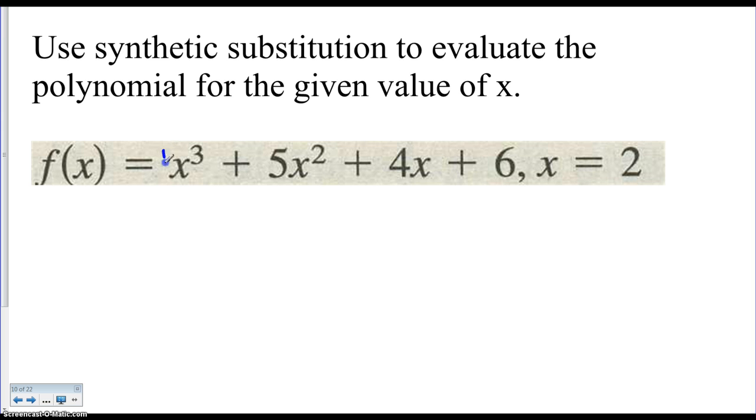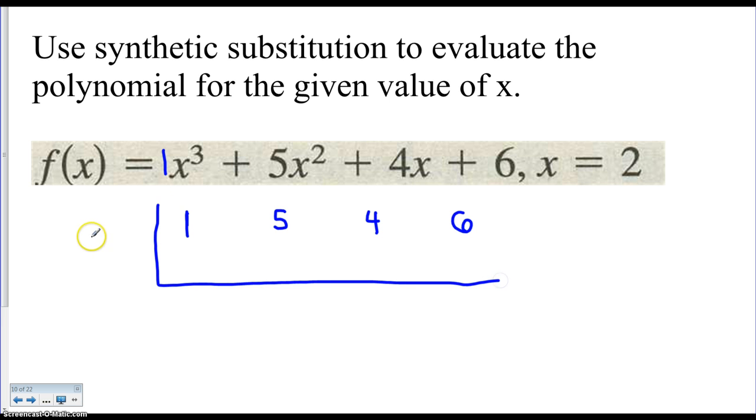So what I do is I identify all the coefficients. So 1, 5. So I have x cubed, I have x squared. So that's the coefficient for x cubed. That's the coefficient for x squared. The coefficient for x is 4. And then my constant term is 6. It is important that all of the variables are represented. Okay? If I have one missing, I must put a 0 in place of it. But because these are all going in descending order, and all of the variables have a coefficient associated with it, this is okay.